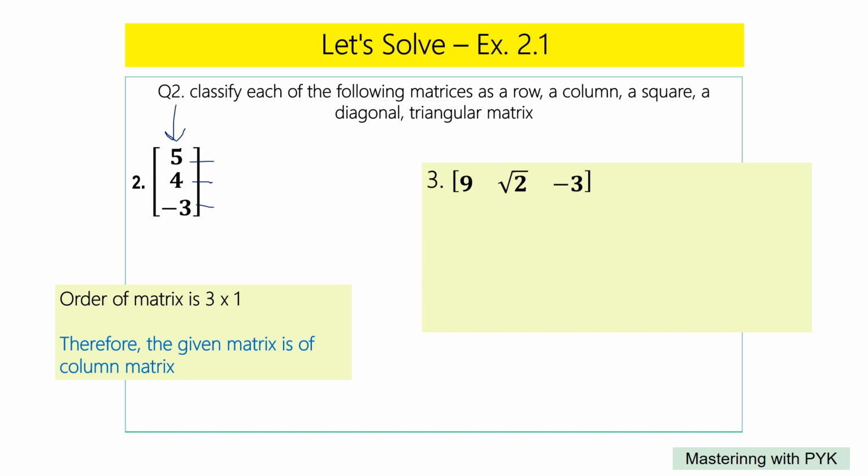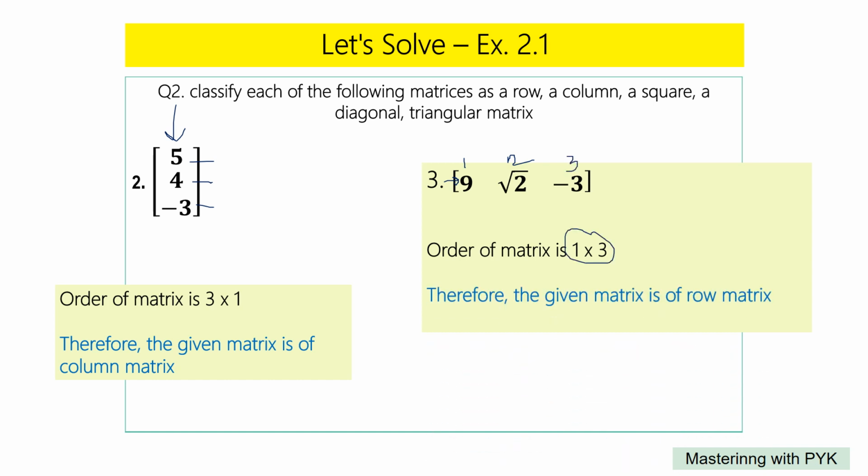Question number 3. We'll start with the order of the matrix. We have only 1 row and 1, 2 and 3 columns. So the order of the matrix is 1 cross 3. Therefore, the given matrix is of the type which is called a row matrix.